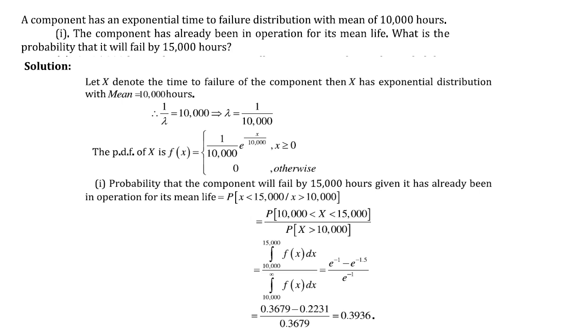They have asked us to find the probability of x less than 15,000 given x greater than 10,000. We can rewrite this as probability of x greater than 10,000 and less than 15,000, divided by probability of x greater than 10,000. So by applying the exponential distribution formula, we arrive at the result as 0.3936.